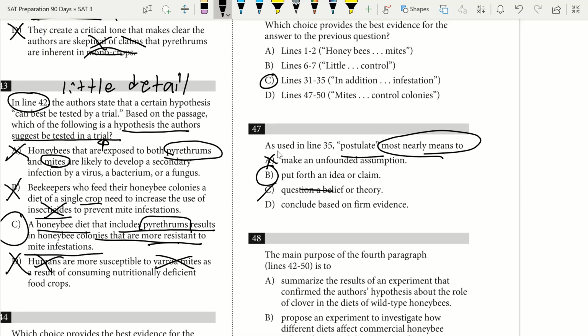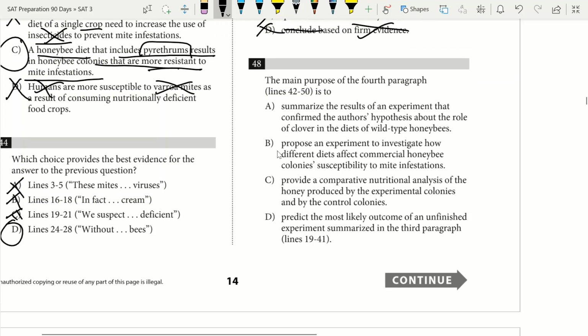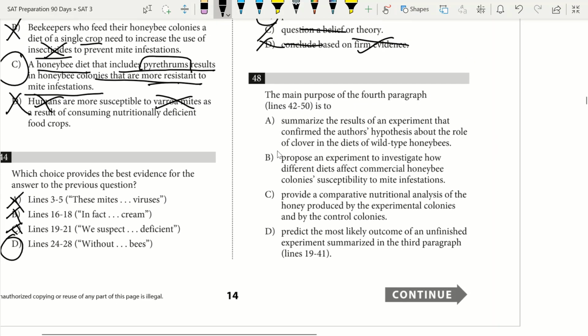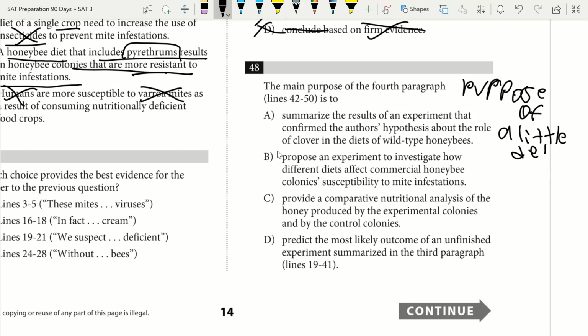They're not questioning a belief by postulating or concluding based on firm evidence because they don't have that firm evidence yet. All right, now we've got 48. 47 is a words in context question. 48 is going to be the main purpose of the fourth paragraph. All right, so this is a purpose question, right? Asking us about the purpose of a little detail. In this case, that little detail is about 8 lines. We want to know the purpose of including those details in those 8 lines. So what's the purpose of that?